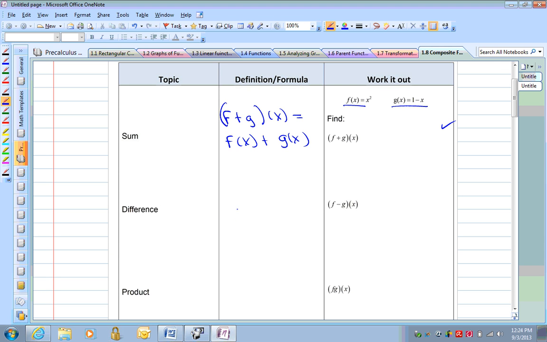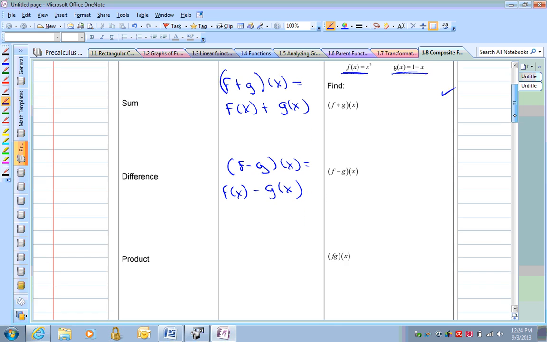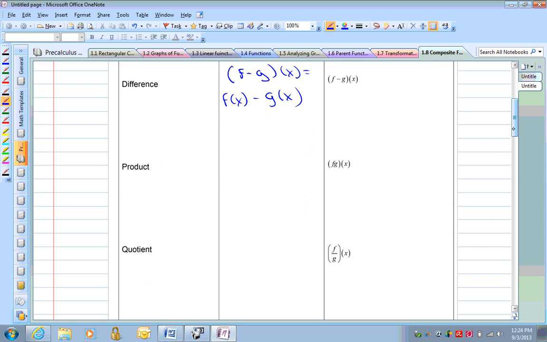Okay, next will be the difference, and that will be written as f minus g of x, which could be thought of as f of x minus g of x. Same thing, use the same 2 original equations and go ahead and subtract them. Be careful in subtraction about your negatives. I'll pause, you go ahead and work that one.